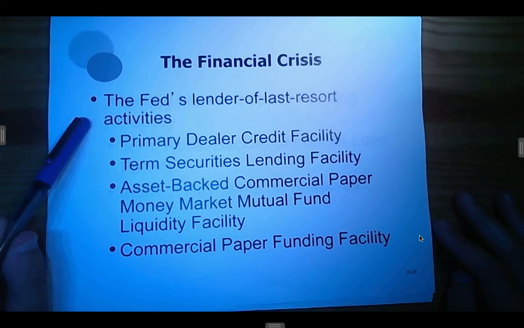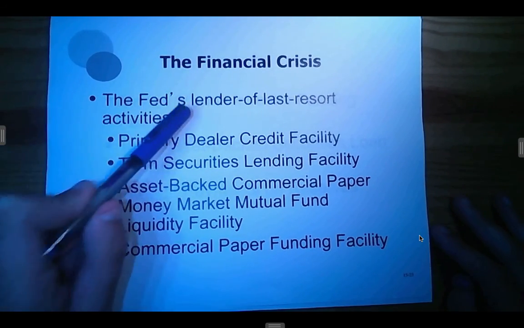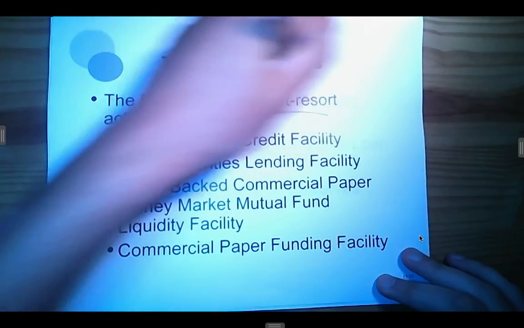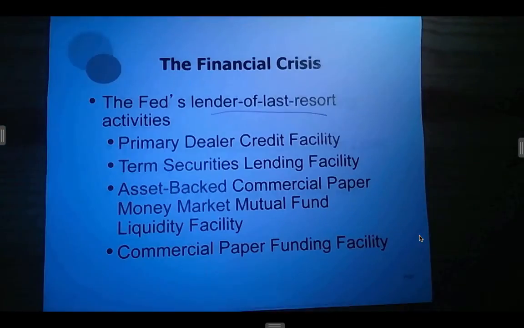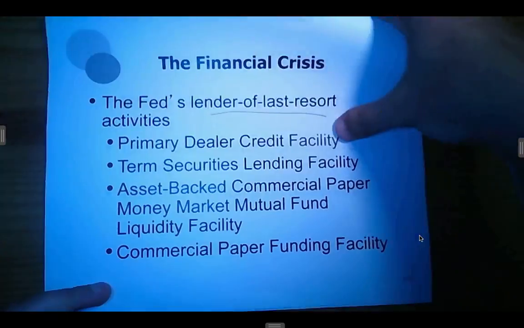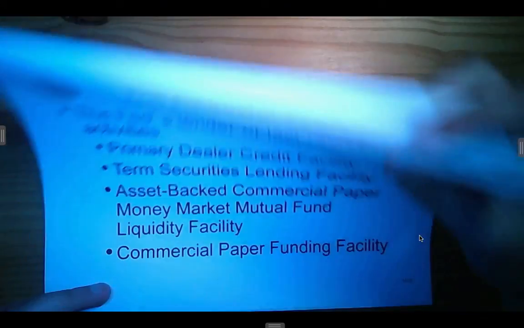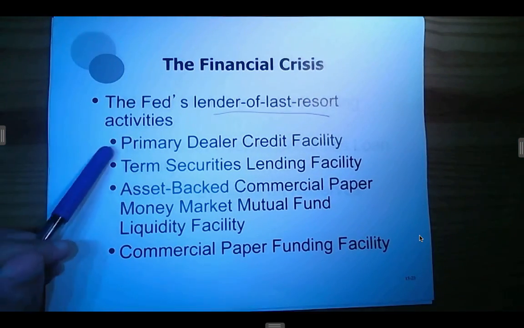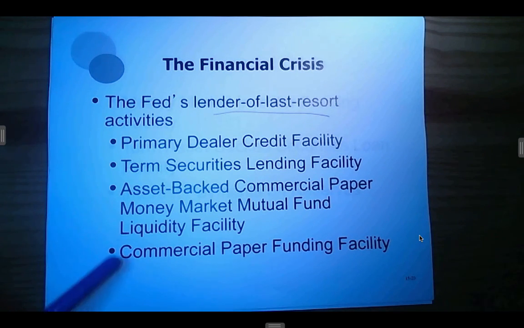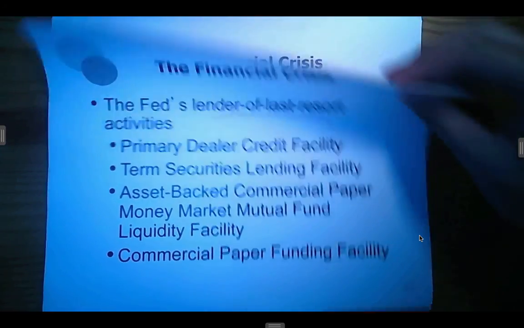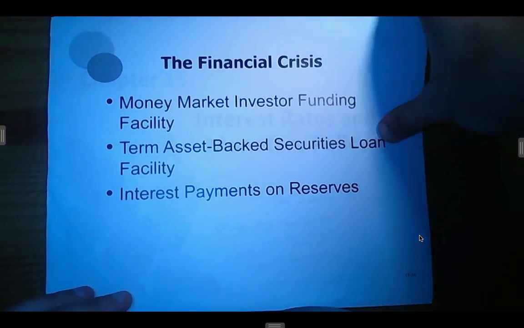But the Federal Reserve during the financial crisis did do a lot of things in terms of its lender of last resort responsibility. We don't really need to worry too much about what each of these are, but basically these were all markets where no one was willing to lend money, and the Federal Reserve had to intervene to make the markets work again in terms of some groups saving money and some groups needing to borrow money.